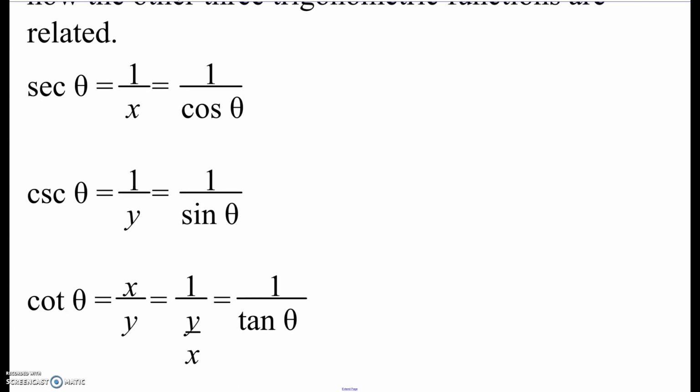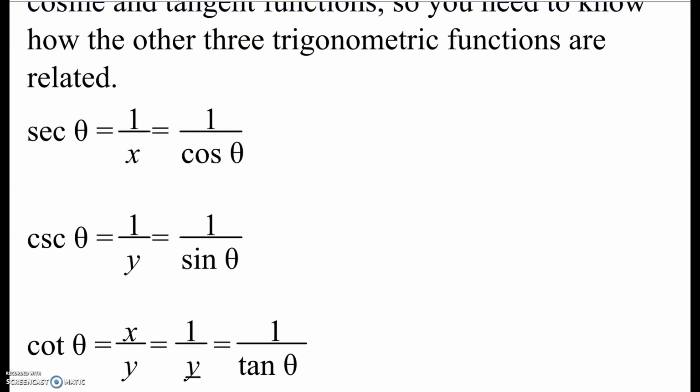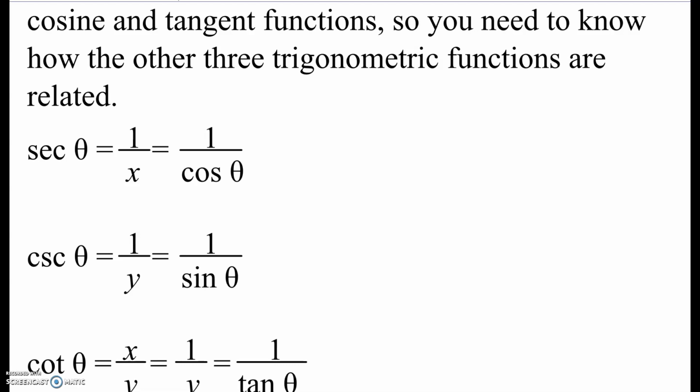Secant is 1 over cosine, cosecant is 1 over sine, and cotangent is 1 over tangent. And we will use those facts to estimate other values other than 0, 30 degrees, 45 degrees, 60 degrees, and 90 degrees.